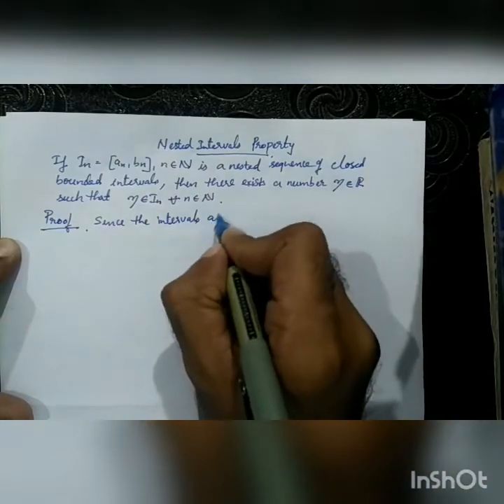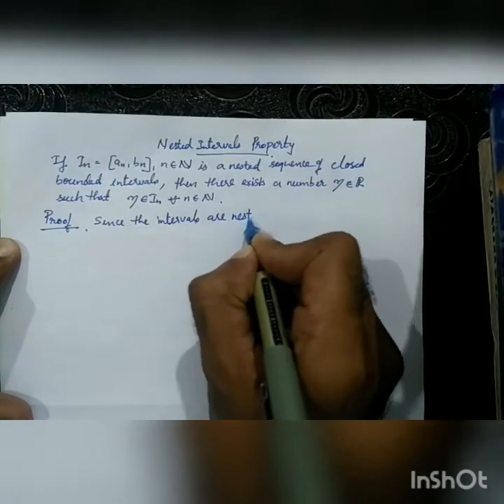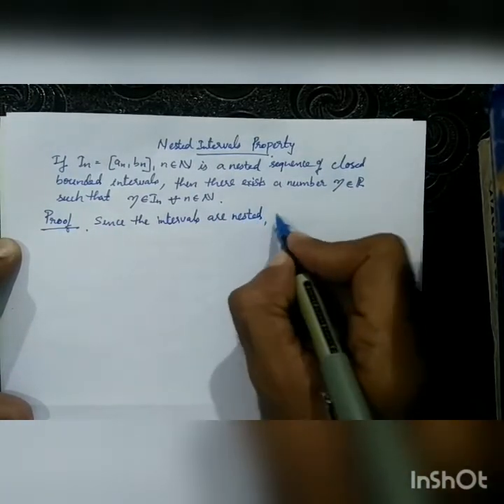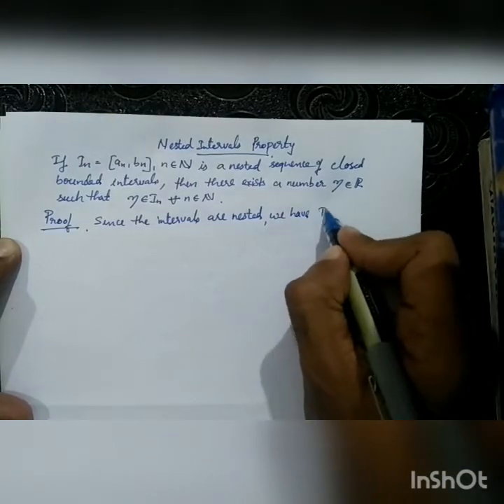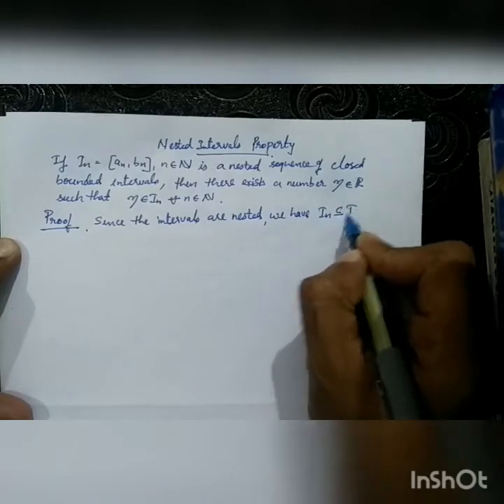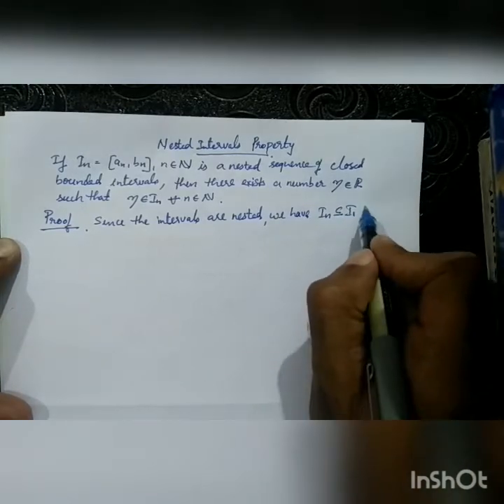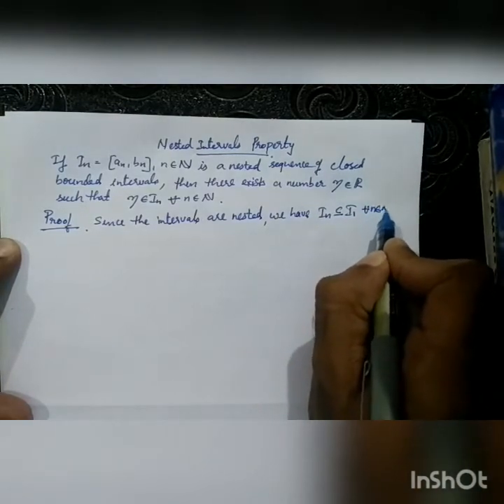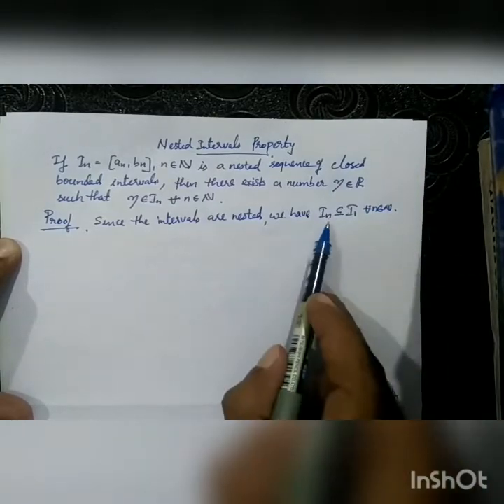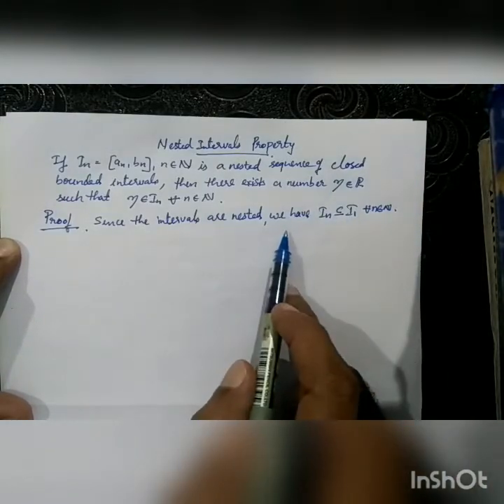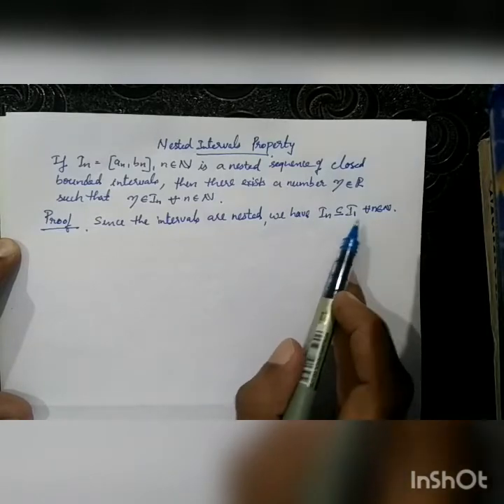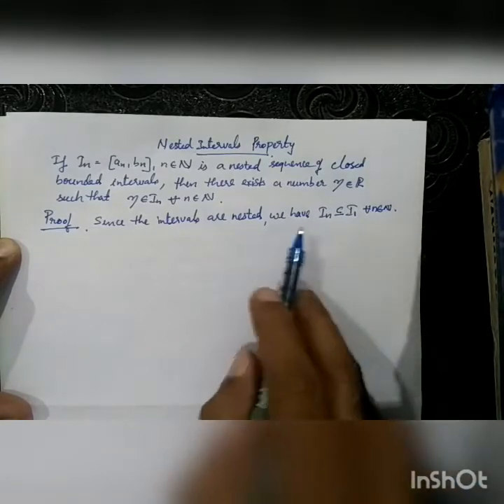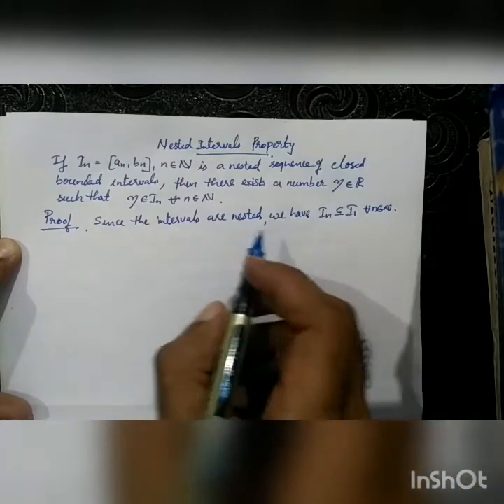So since the intervals are nested, we have In contained in I1 for every n belonging to the set of natural numbers. I2 will be contained in I1. I3 is contained in I2, but I2 is contained in I1, therefore I3 is contained in I1. So I1 is the biggest one, okay? This is true for every n.